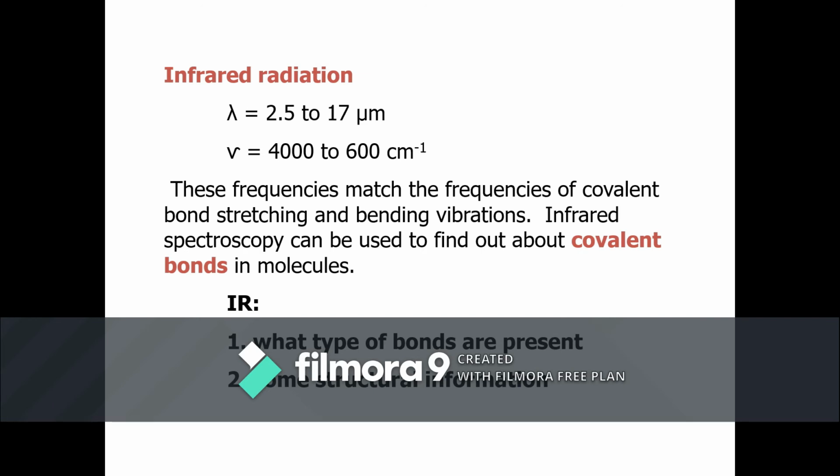Infrared radiation has a wavelength lambda from 2.5 to 17 micrometers and a frequency of 4,000 to 600 centimeters to the -1. These frequencies match the frequencies of covalent bond stretching and bending vibrations. Infrared spectroscopy can be used to find out about covalent bonds in molecules.